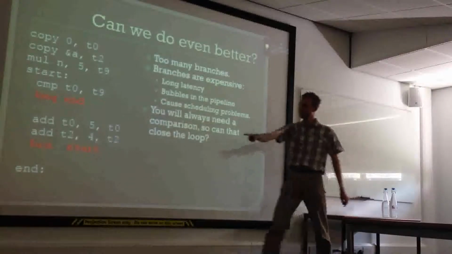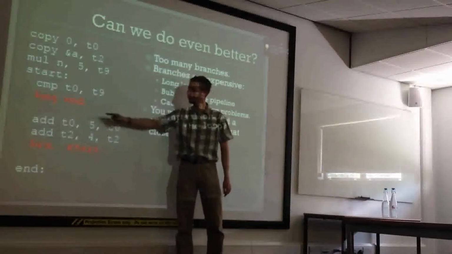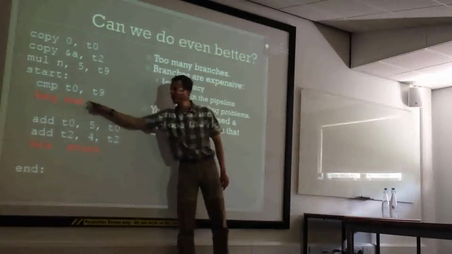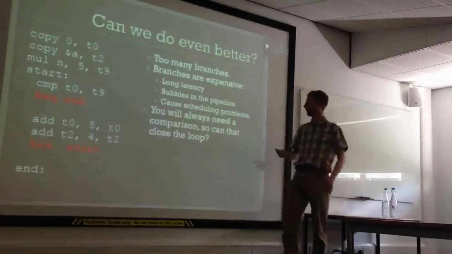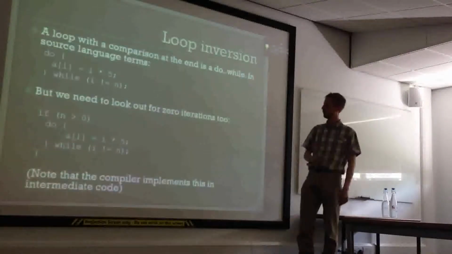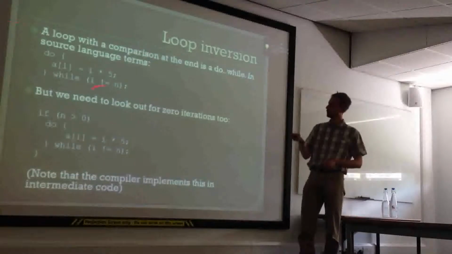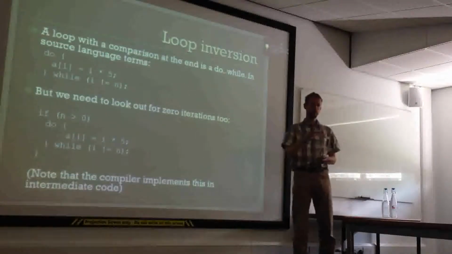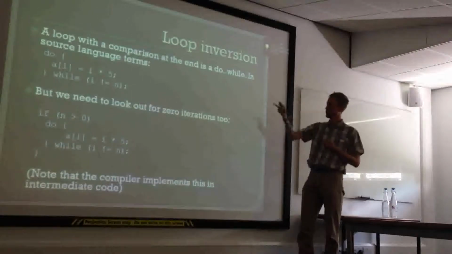Well, this branch here, the loop closing branch, is always required. So how about we take this comparison branch and move it here? And then we end up with one branch on there. But how do we do that? Let's think back in source terms. What we can do, in the original program, it's a for loop, which is actually a while loop in disguise. And we can change it into a do-while loop.